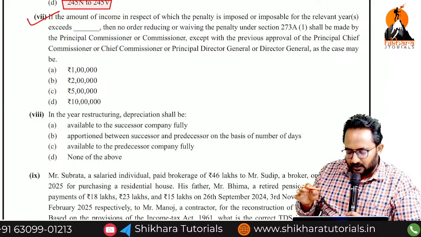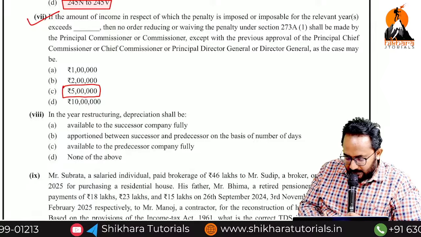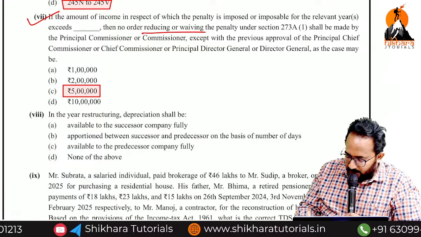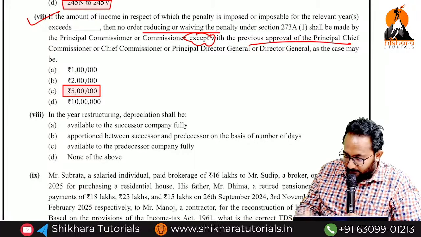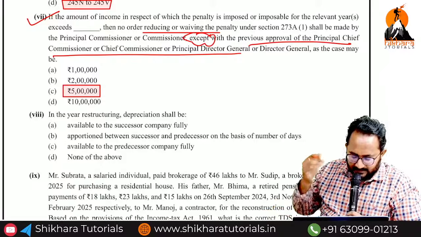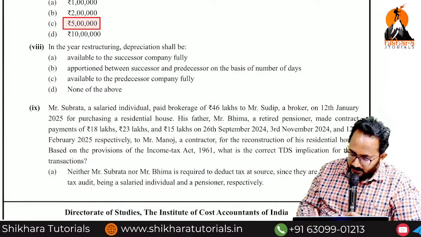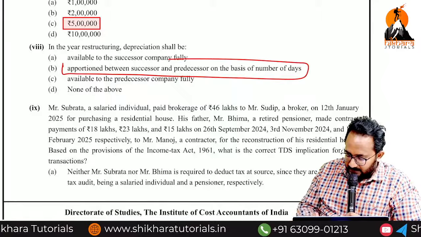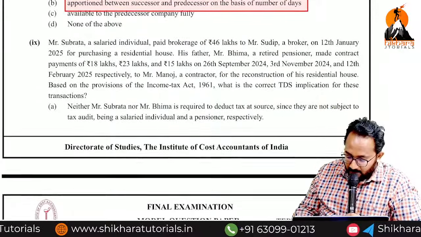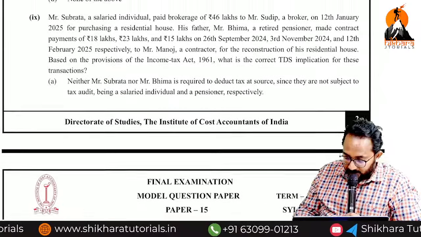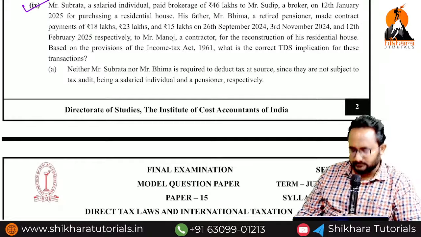If any penalty amount being levied is more than 5 lakh, then in order to give a waiver or reduction, we have to take permission from these authorities. If that amount is less than 5 lakh, they can directly pass the order. Who can pass the order? PCIT is CIT. In restructuring cases, we have to apportion the depreciation between the predecessor and successor based on the number of days. Now, this is important. Yes, important.